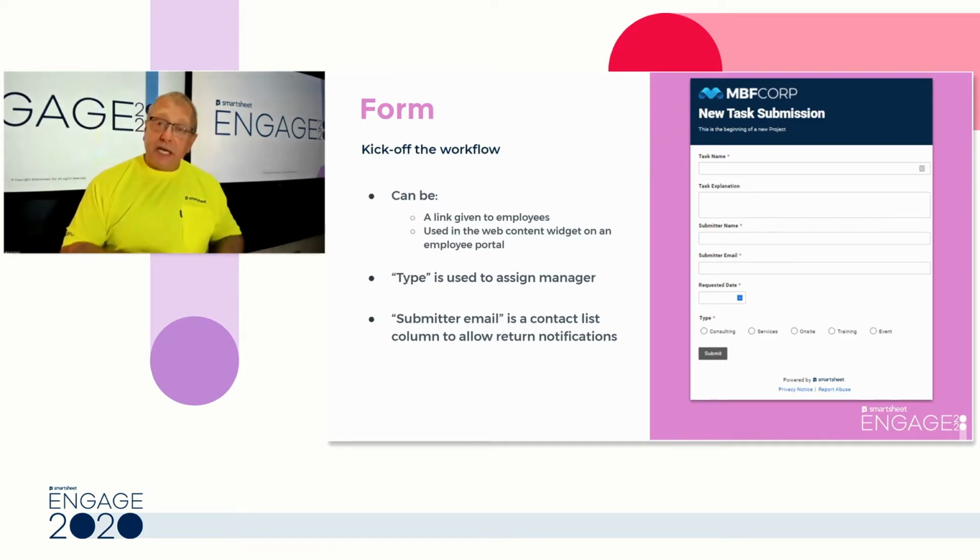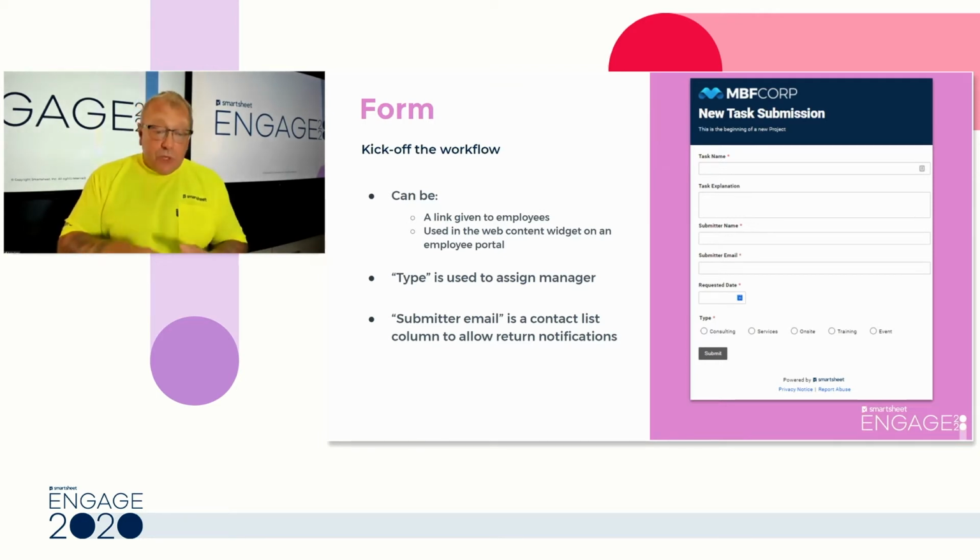Task name, explanation, the submitter email. Now, the submitter email is important because that's a contact list column. And when we have things in a contact list column, you can use that in automations to communicate with those people. We can send information or alerts or all of those things to those submitters using that contact list column.